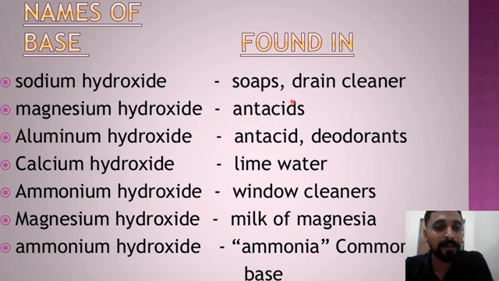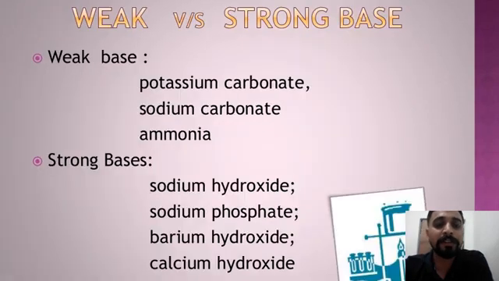Now, some important bases that are found in some substances, that is sodium hydroxide. Where do we find this? It is found in soap and in drain cleaner. Magnesium hydroxide is there, that is antacid. Antacid is what you use when you have acidity. Sometimes aluminium hydroxide is also used, or that is found in antacid and in deodorants that you use. So this is the list of the bases and the substances in which these bases are found.